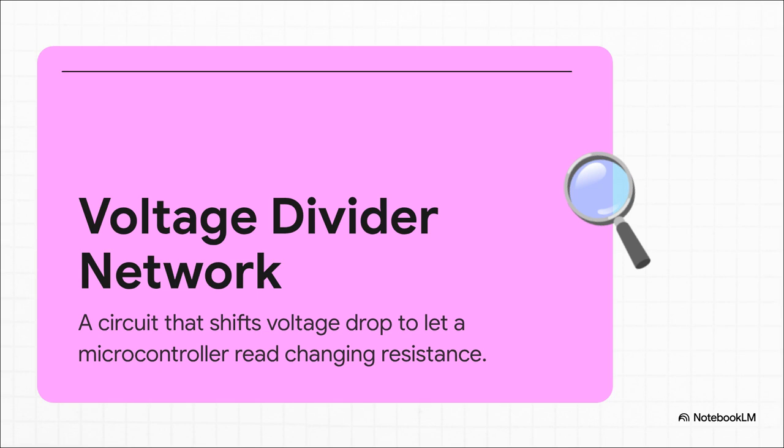You can think of it kind of like an electrical tug-of-war. By pairing our changing LDR with a static 10 kilo-ohm resistor, we create a circuit that dynamically shifts the voltage drop as the light changes. One side pulls harder as its resistance goes up. Now, the Arduino has a built-in analog-to-digital converter, or ADC. This ADC reads that fluctuating electrical tug-of-war and translates it into a clean digital number ranging from 0 to 1023. Bam! We've successfully bridged the gap between invisible physical resistance and a digital value our code can actually use.